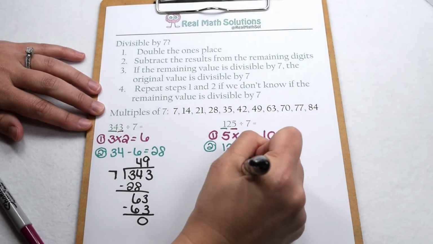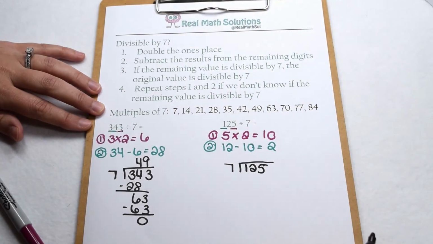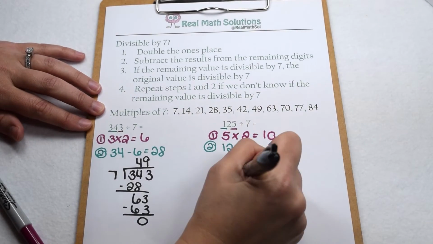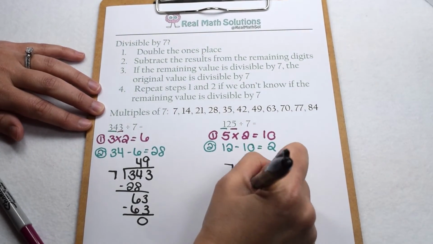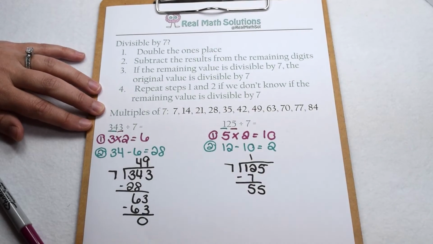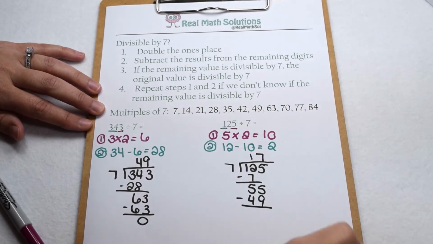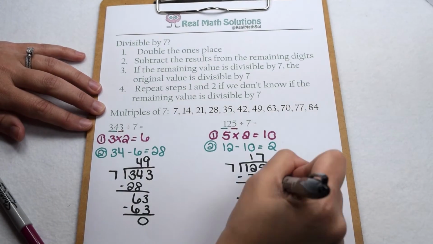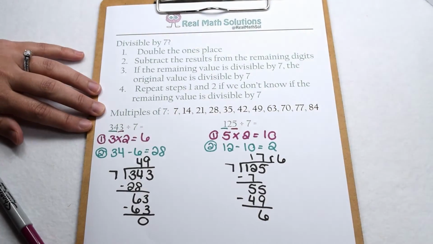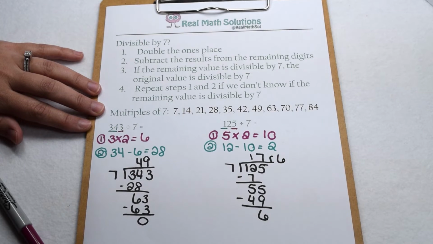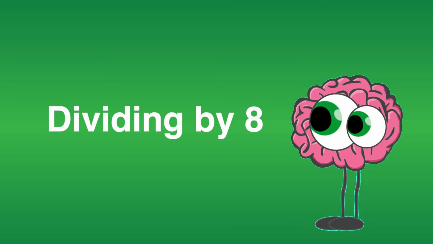If we go ahead and test it, I have 125 divided by 7. Well, if I start dividing, 7 goes into 12 once. Subtract out 7, that leaves me with 5. Bring down my remaining 5. 7 goes into 55 7 times. Subtract out my 49. 55 minus 49 leaves me with 6. So as predicted, we don't have a whole number. We have 17 remainder 6 instead.